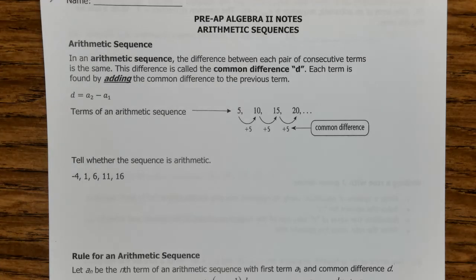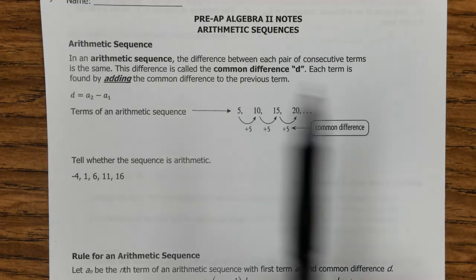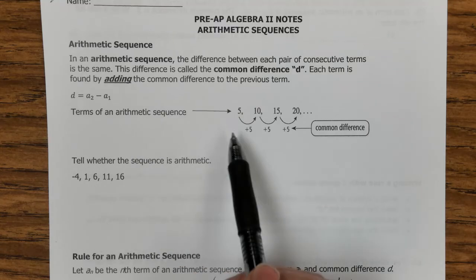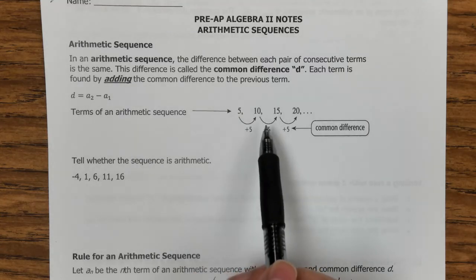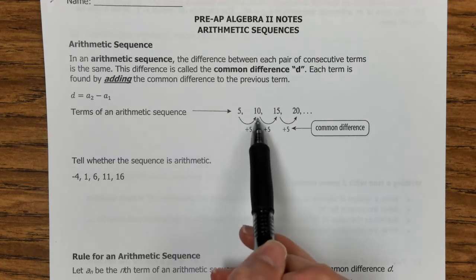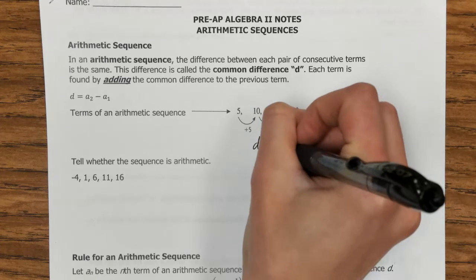So, in an arithmetic sequence, the difference between each pair of consecutive terms is the same. That's called your common difference. So how much you're adding or subtracting each time is called your common difference. If I look at 5, 10, 15, 20, I'm adding 5 each time, so my common difference is 5.